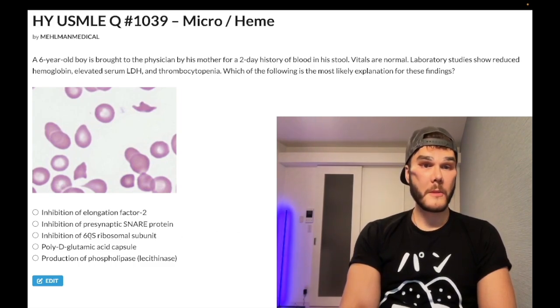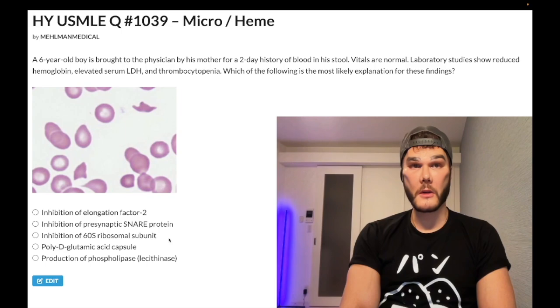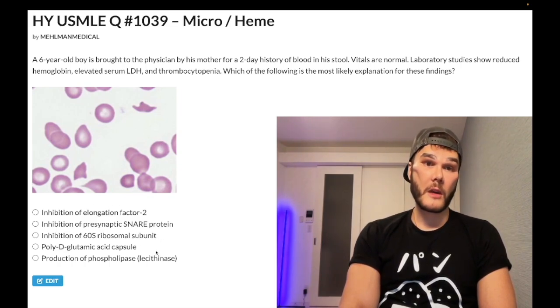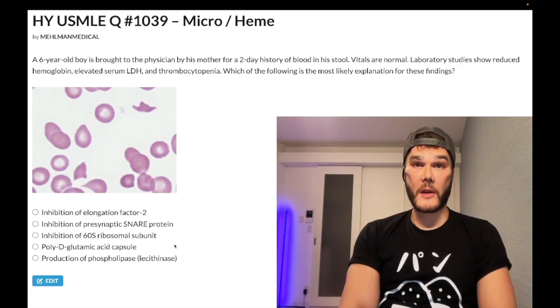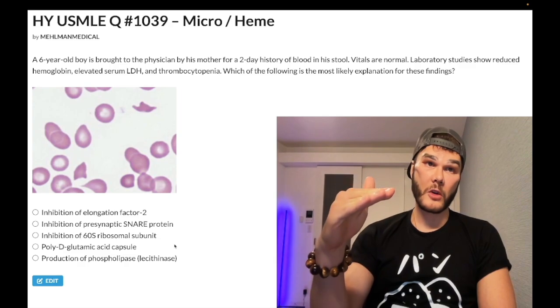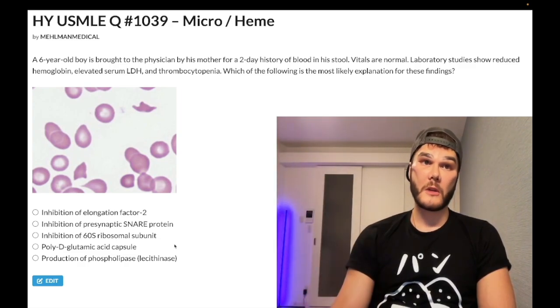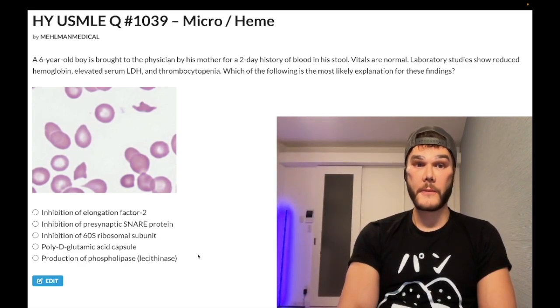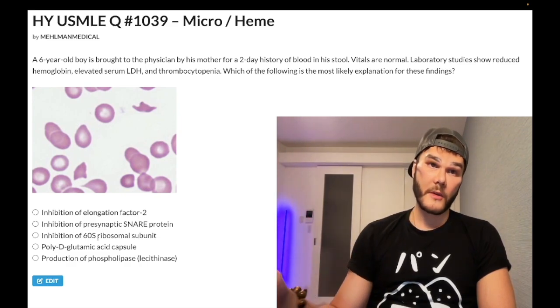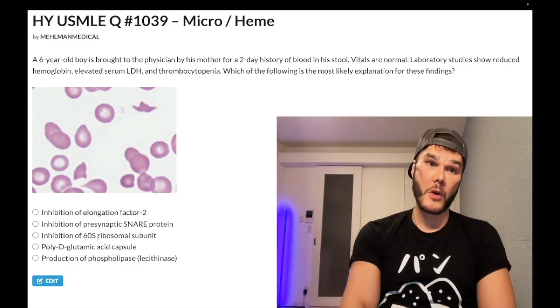Choice C, inhibition of the 60S ribosomal subunit, correct answer. This is what both Shiga-like toxin of EHEC and Shiga toxin do. And similar to choice A, the answer can just be inhibition of translation, protein synthesis. So DNA to RNA is transcription, RNA to protein is called translation. So we're inhibiting the synthesis of protein. 60S is a ribosomal subunit in eukaryotes only. So 60 and 40 are eukaryotes, 30 and 50 are prokaryotes.